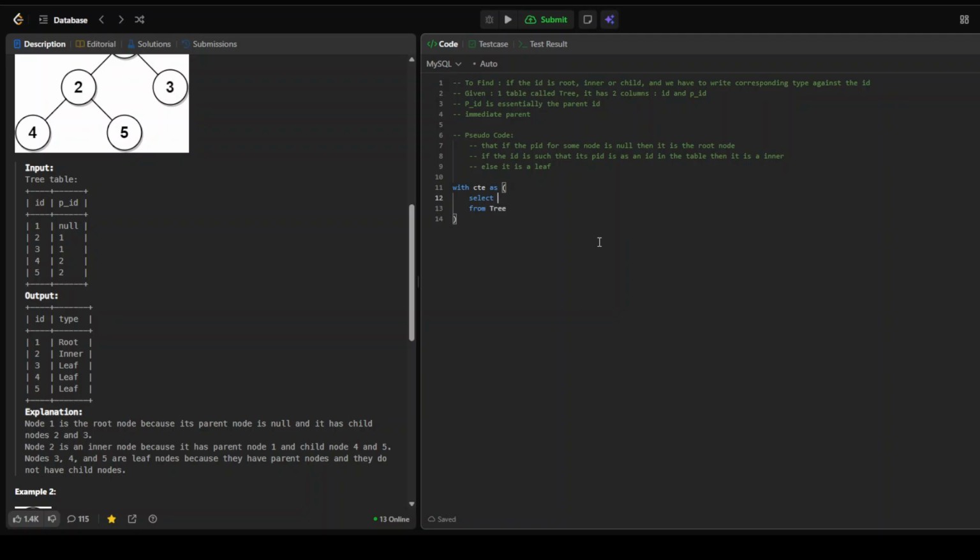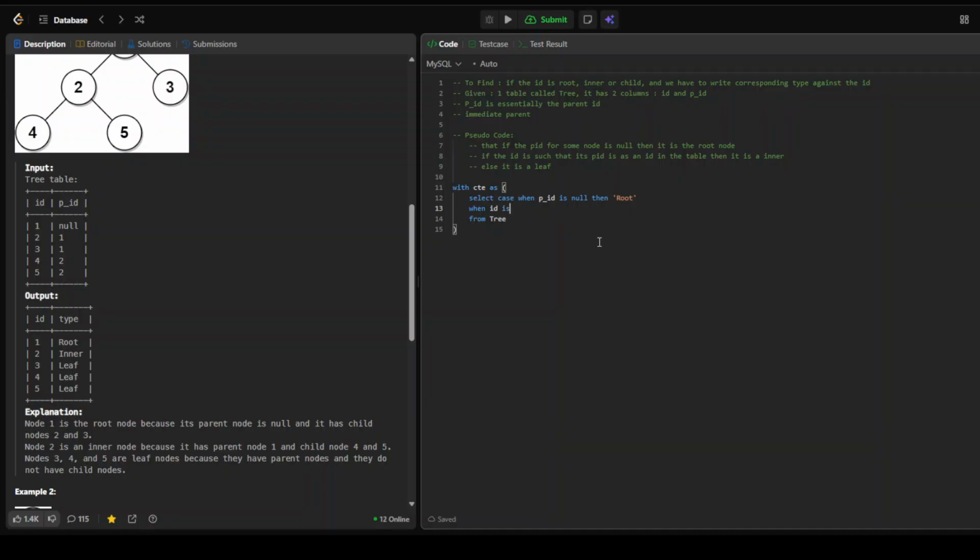From tree, select ID, select case when PID is null, then root, right? That accounts for one case.